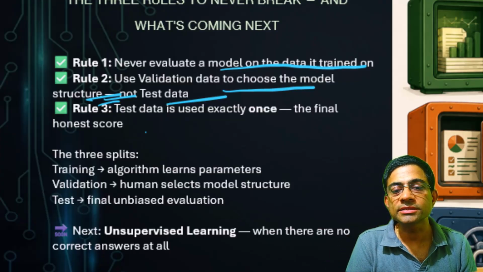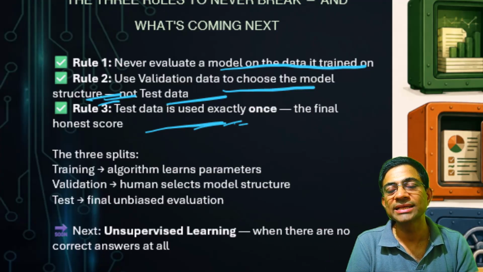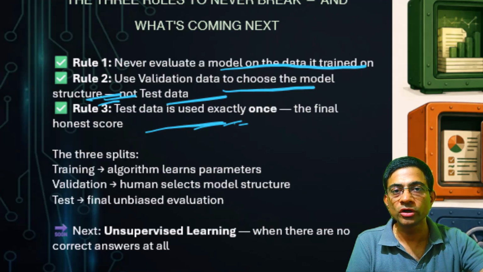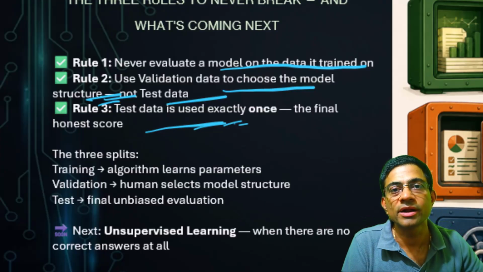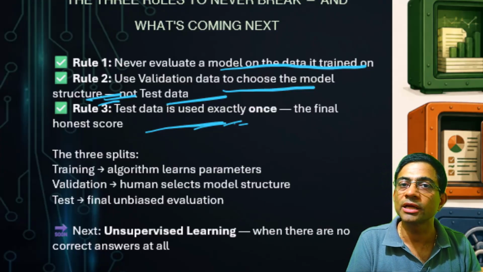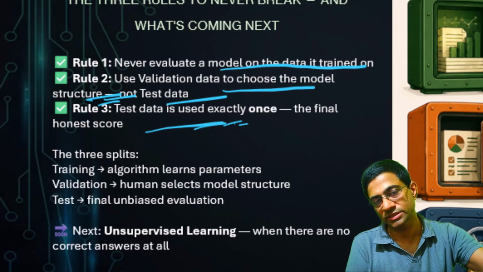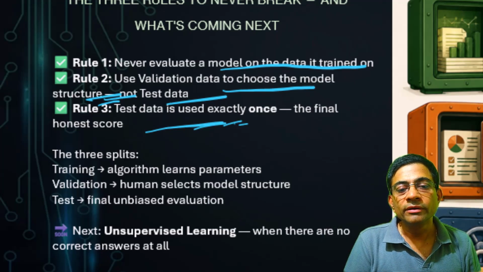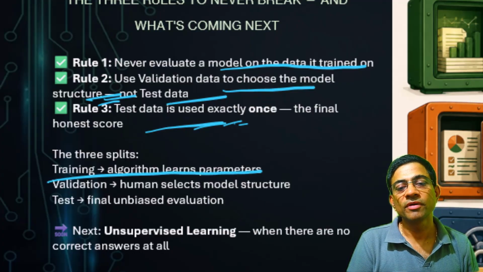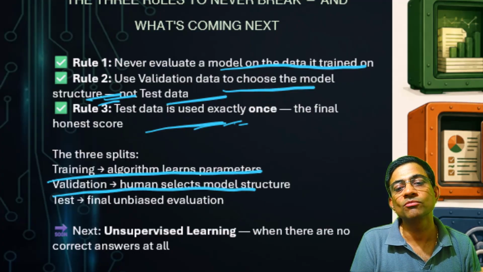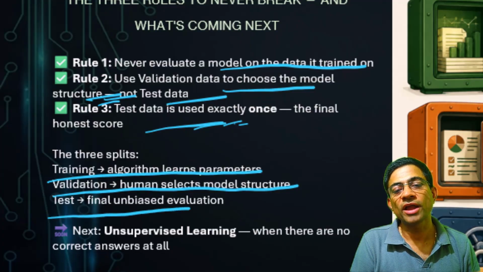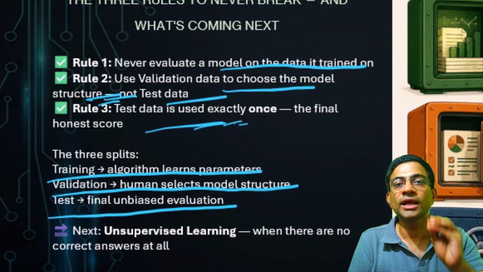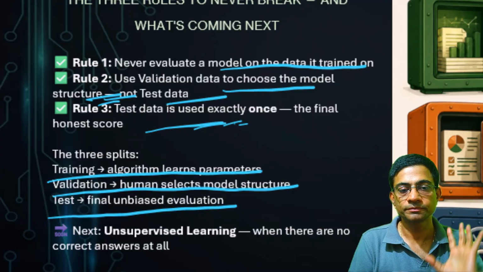And third, test data is usually used exactly once. The final honest answer. If you are going to use it 2-3 times to select a model, that is already contaminated. That is no more test data. That has already become either validation or, worst case, training data. Training: the algorithm learns the parameters. Validation: a human selects the model structure. Test: the final unbiased evaluation. That's it. That is as simple as that for the data bifurcation of what we have done today.